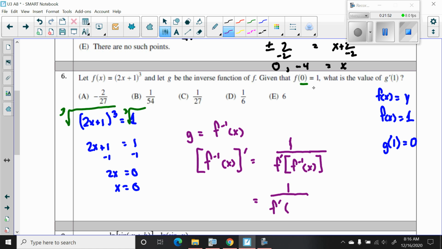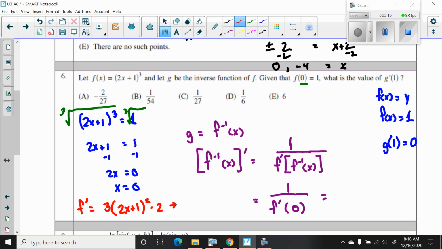So flipping x and y. So it's whatever f prime of 0 is. And f prime, never found it. Better go find it. F prime is 3 times 2x plus 1 to the second power times 2. All right. And then we're plugging in 0.